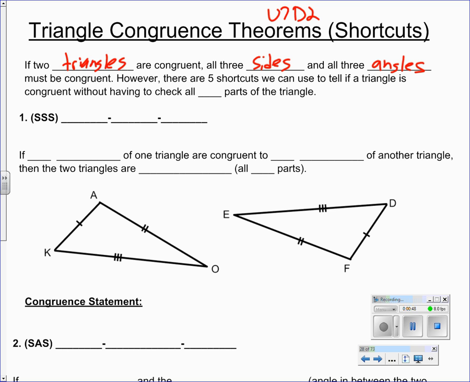Today what we're going to learn is 5 shortcuts, which are called theorems or postulates, that allow us to tell if a triangle is congruent to another triangle without having to check all 6 parts. In each of these triangles, all we're going to have to check from now on is just 3 parts. So the first one of these theorems, or these shortcuts, is called side, side, side.